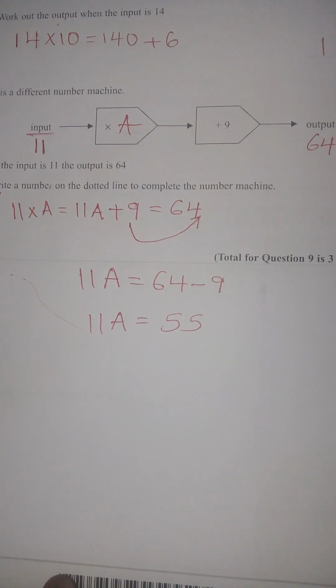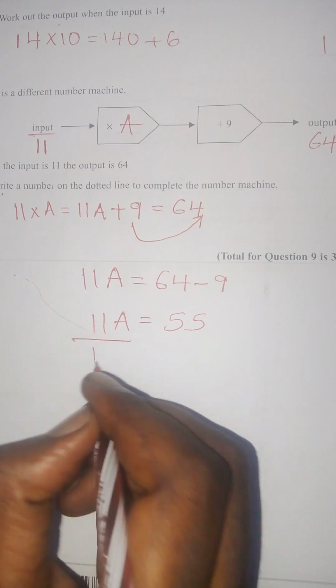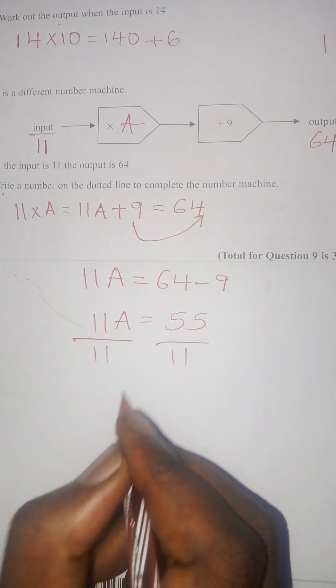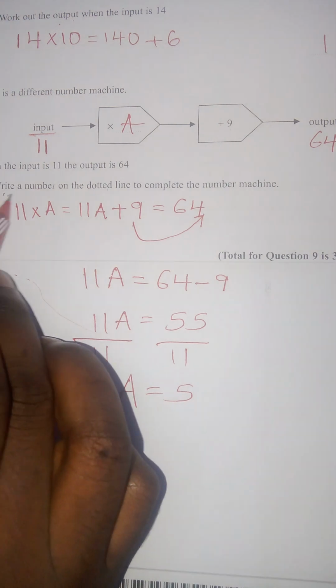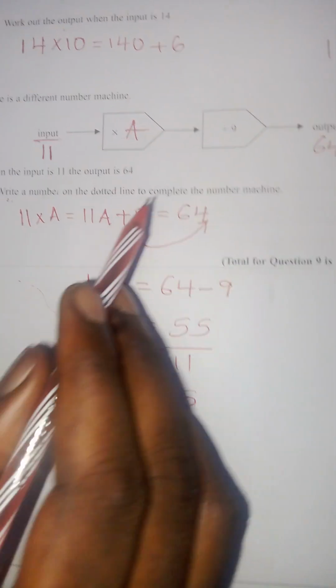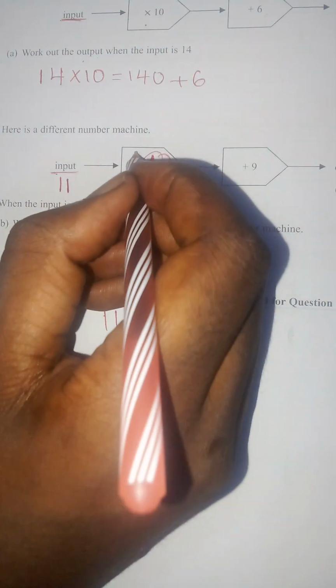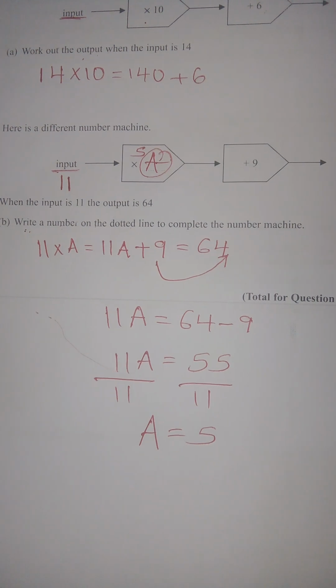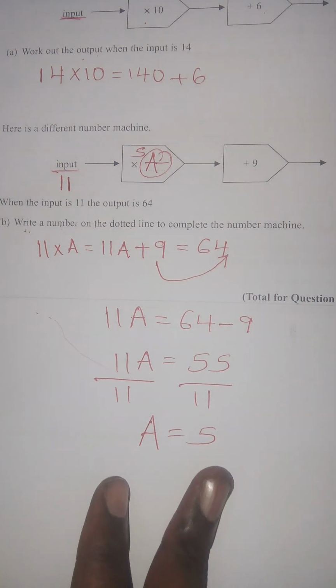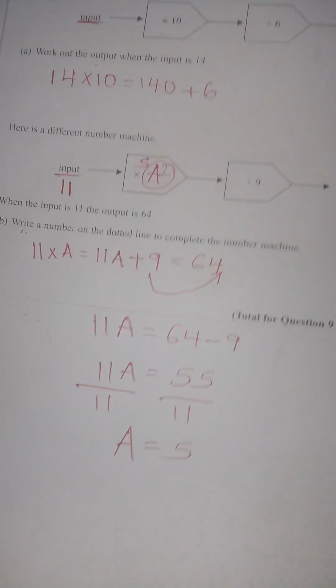Divide by 11, divide by 11. Therefore, the value of A is 5. So the number to be written on the dotted line should be 5. That is how it is supposed to be done. Very easy.